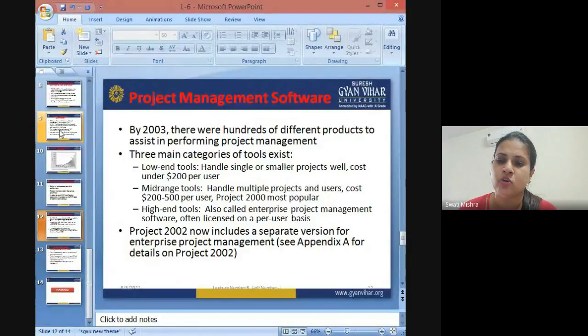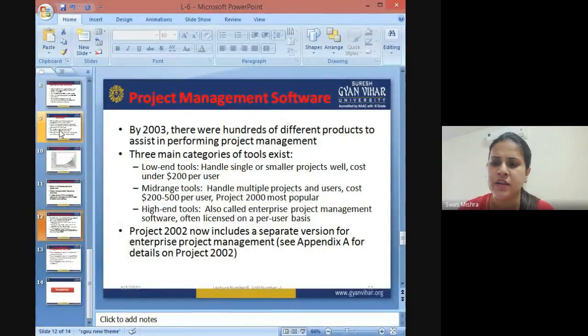So if I talk about the low end tools, they handle single or very small projects very well. Of course, this type of software cannot handle more than one project, and very huge projects they cannot handle either. They handle a very small range of projects, and they are available at a cost of around $200 per user. Similarly, there are some mid-range tools also.